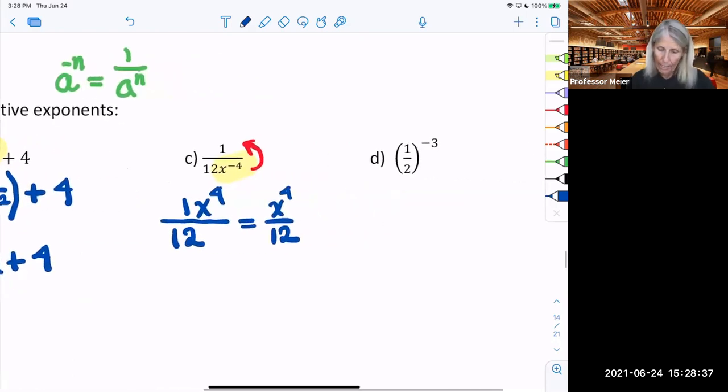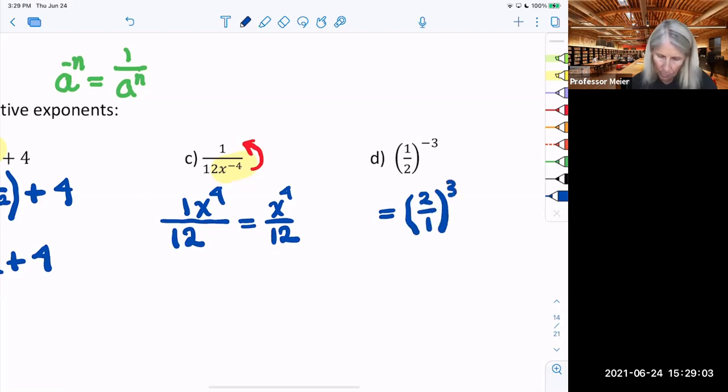Okay, now here's a 1/2 to the negative 3. Now notice the 1/2 is in parentheses. So that tells you that that entire 1/2 has the negative 3 exponent. So a quick way to do this problem would be, if we want to change a negative 3 to a positive 3, to reciprocate it. So change 1/2 to 2 over 1. And then we can change the exponent to positive 3. So you can flip that entire fraction over and change the sign on the exponent.